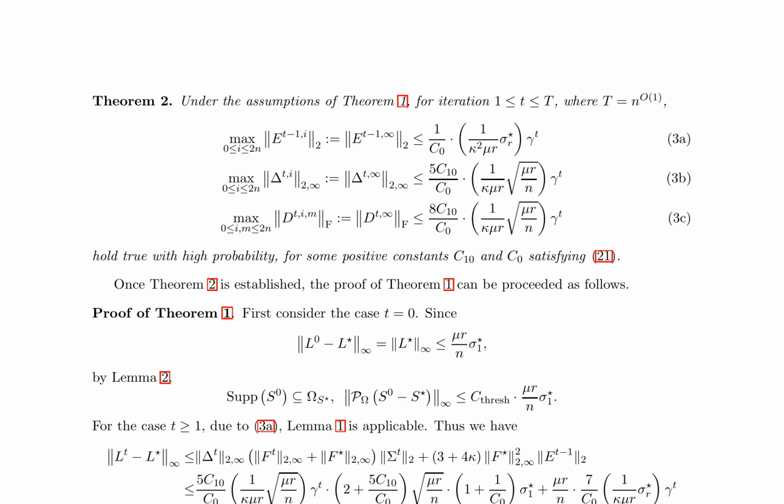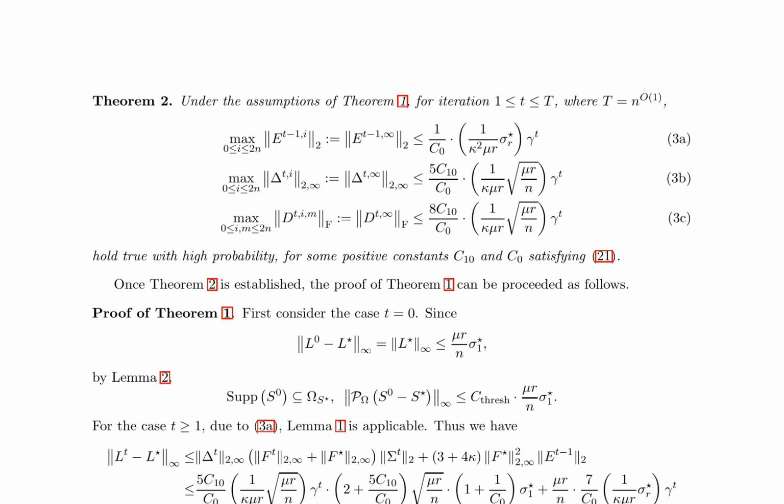Here is the combined summary of pages 9-12. The paper establishes Theorem 2, which provides bounds for certain inequalities with high probability, under the assumptions of Theorem 1. These inequalities include bounds for the maximum of a_{t+1,i} and d_{t,i,m} for various values of i and m. To prove Theorem 1, the paper considers two cases. t equals 0 and t is greater than or equal to 1.